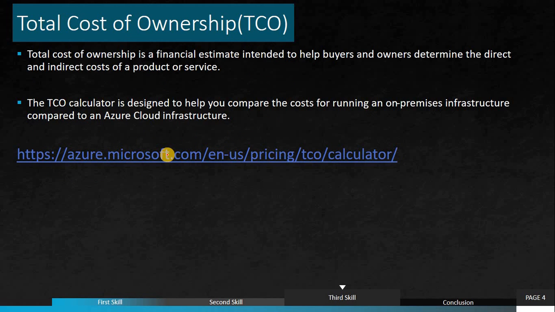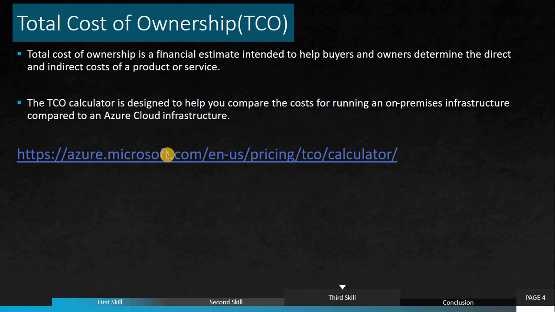Moving ahead, we have total cost of ownership, also known as TCO. Total cost of ownership, or TCO, is a financial estimate intended to help a buyer or owner determine the direct and indirect cost of a product or service.